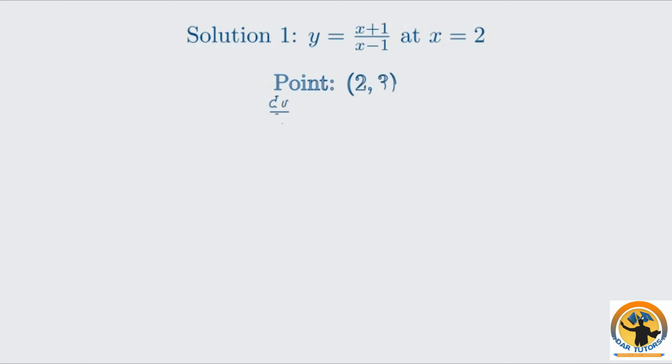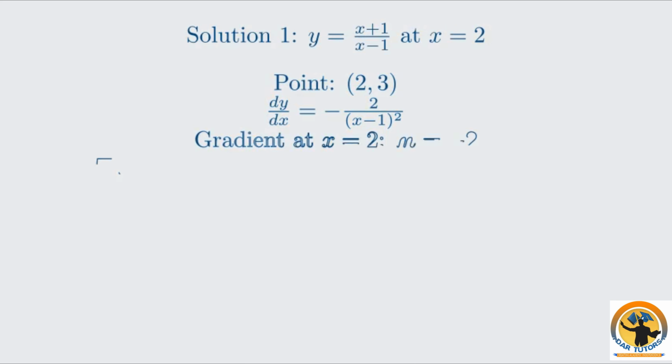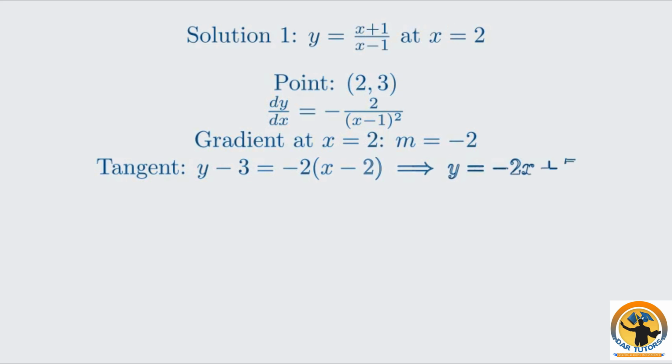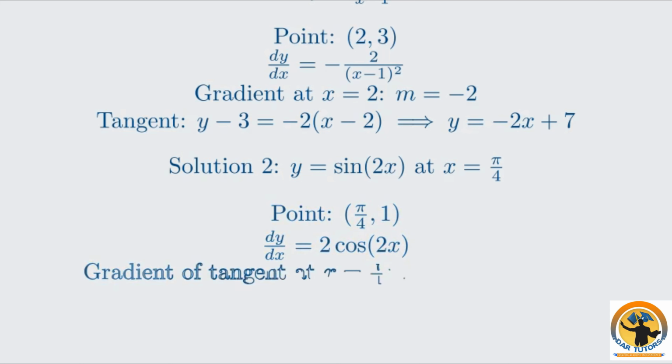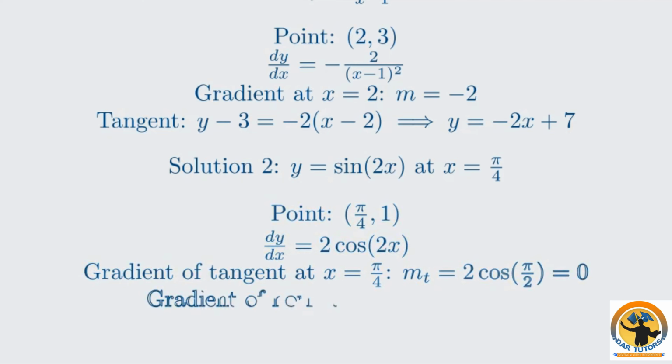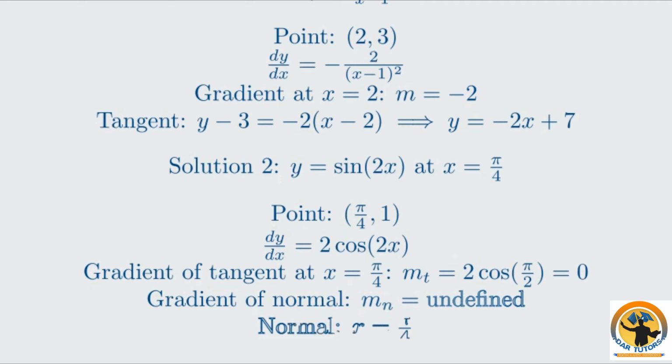For question 1, we find the derivative using the quotient rule, evaluate it at x equals 2 to get the gradient, and then use the point-gradient formula to get the tangent equation y equals 2x plus 5. For question 2, we find the derivative of sin 2x using the chain rule, which is 2 cos 2x. At x equals pi over 4, the gradient of the tangent is 0. The normal is perpendicular to a horizontal line, so it's a vertical line. The equation is x equals pi over 4.